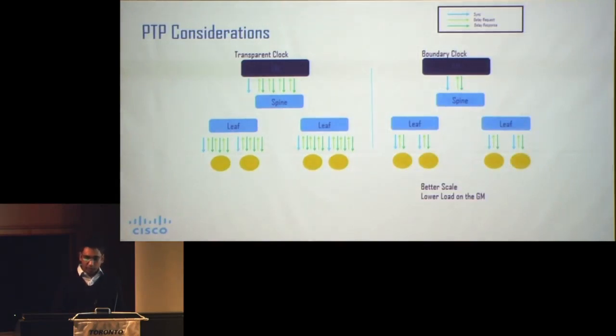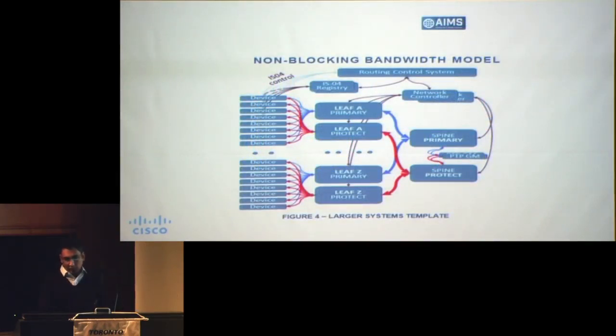Whereas you can deploy PTP in a boundary clock way, where you will get better scale because the leaf switches themselves act as a boundary clock, and the load on the GM is much lesser than the way it happens in a transparent clock. So, as you can see, this is a picture over here, which basically says the same kind of deployment that I talked about, where you have leaf A and leaf A protect, where that is Fabric A and Fabric B, and then there is a spine over there which is connected to a PTP GM. And this is what we have generally seen all our customers deploy.